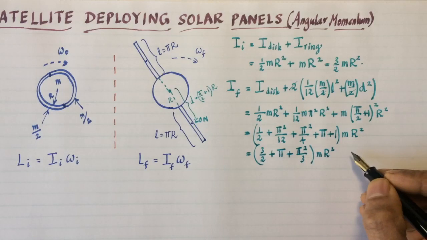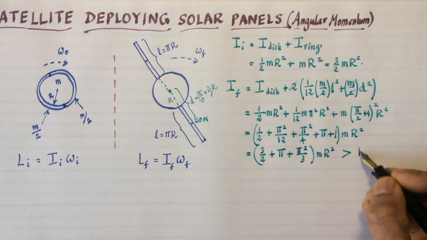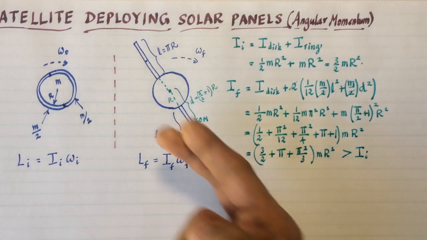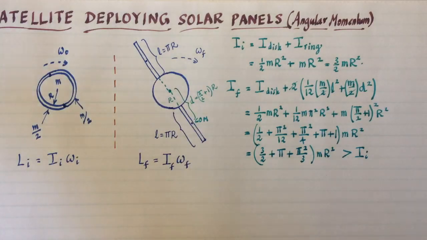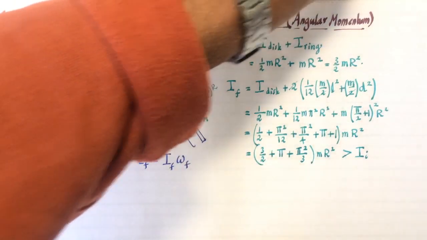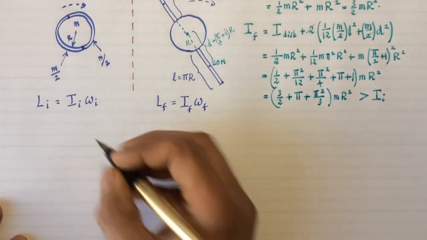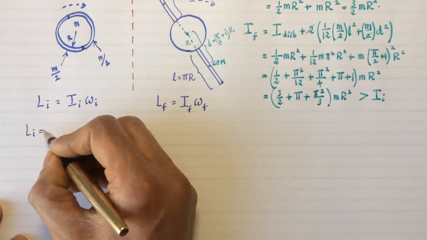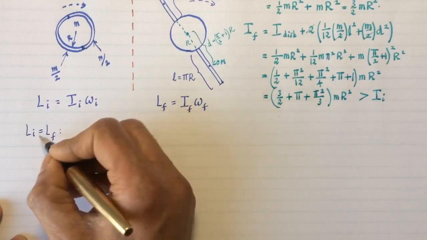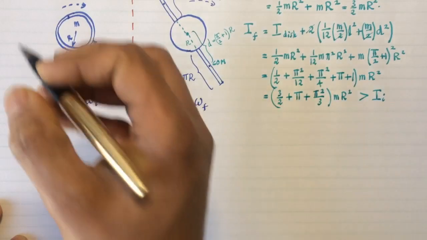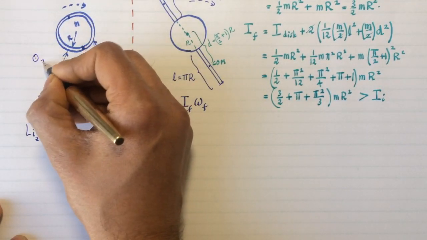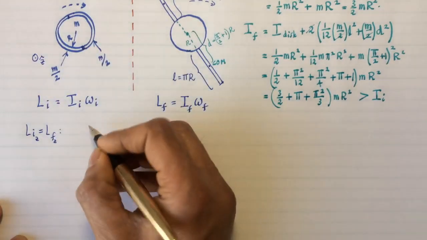And clearly it satisfies our expectation that it's bigger than the initial moment of inertia, because the mass is more spread out once the satellite has deployed its solar panels. Let's put this into the conservation of angular momentum and see what we get. Li equals Lf. By the way, the conservation is about the z-axis, where the z-axis is coming out of the page.